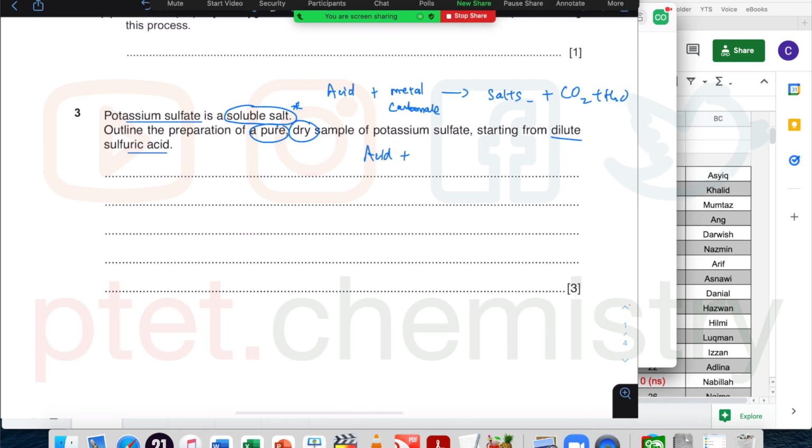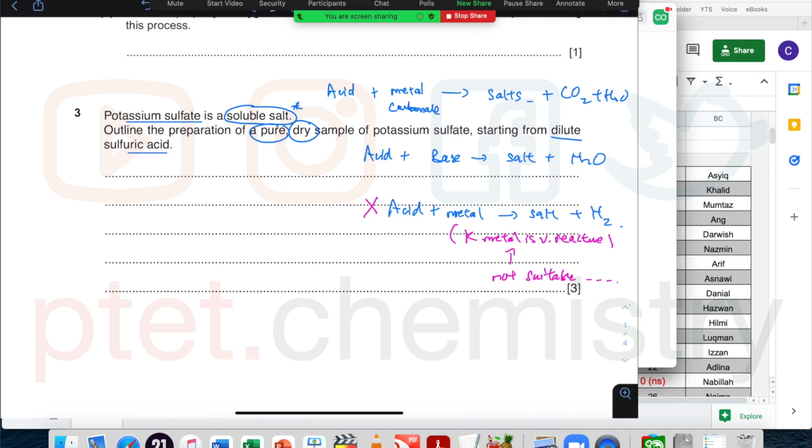Acid reacts with base to give you salt and water. There's your neutralization. Acid reacts with metal to give you salt and hydrogen gas. Out of these 3 methods, this method cannot be used here because potassium metal is very, very dangerous, very reactive. You will learn more in the metal topic, not suitable. If you use potassium in school, I assure you the whole school will explode, yeah? So this is not practical here.